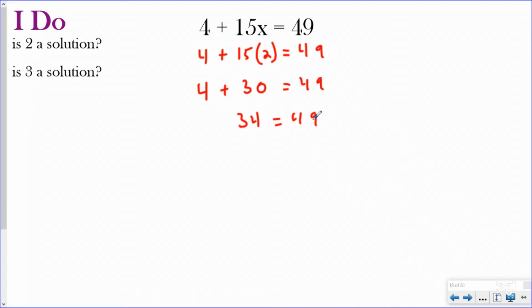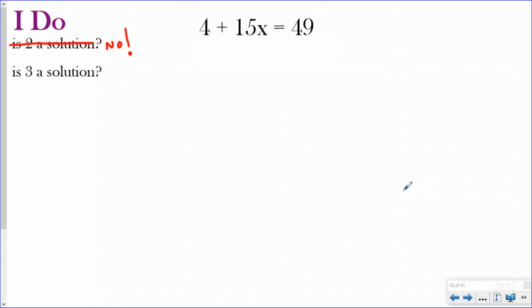I'm sure you already know this, but as you can see in our visual underneath, these obviously are not equal. So 2 was not a solution because it did not keep our scale balanced. It didn't make the expressions equal to each other. So we would say that 2 is not a solution.